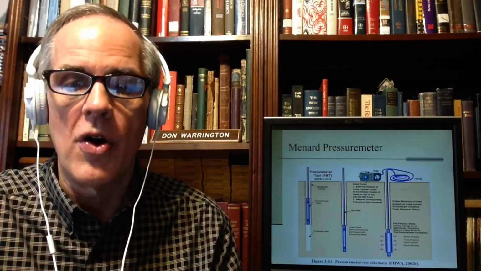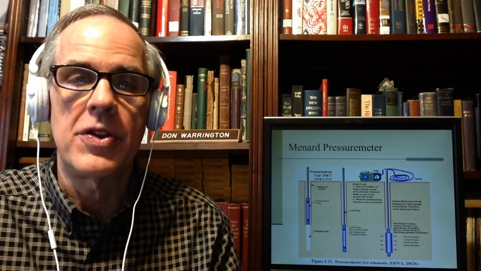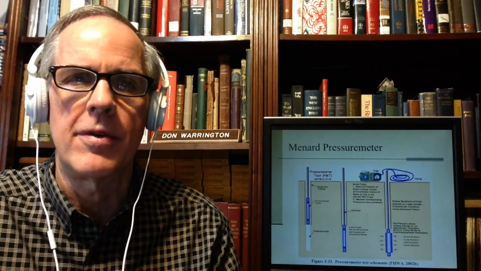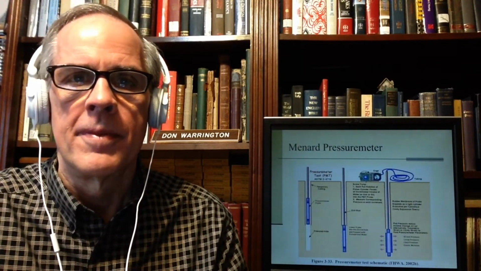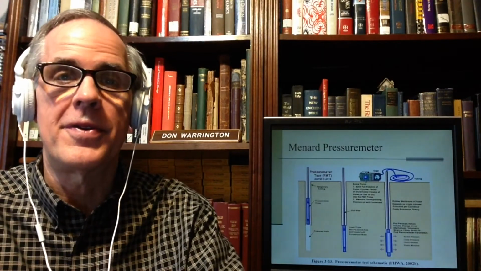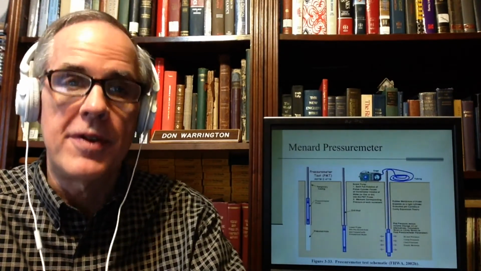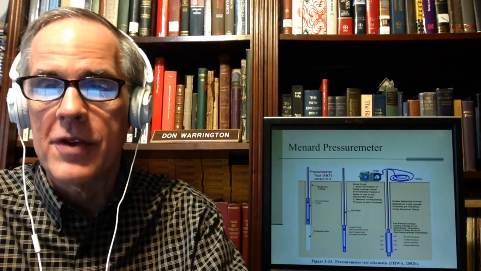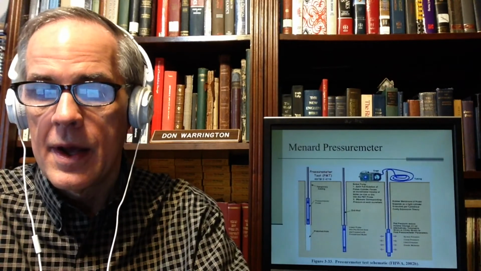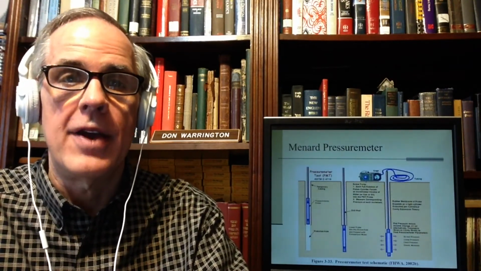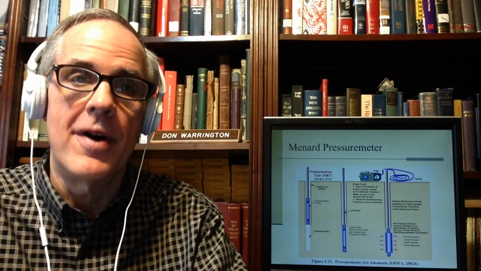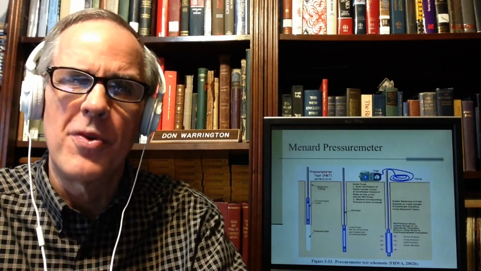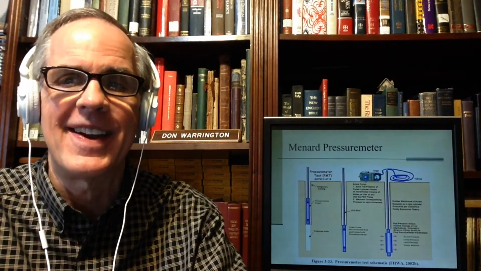You drill a hole. By the way, that's another advantage of the cone. You don't have to drill a hole most of the time with a cone penetrometer. There are always exceptions, but generally speaking, you don't. But with SPT, you do, and with Menard. You drill down, you lower it in the ground, and then you take some water and expand it, and you push against the soil. The harder the soil, the higher the pressure of the water. That's how the Menard pressure meter basically works. There's a lot more to it than that, but that's the basic idea.